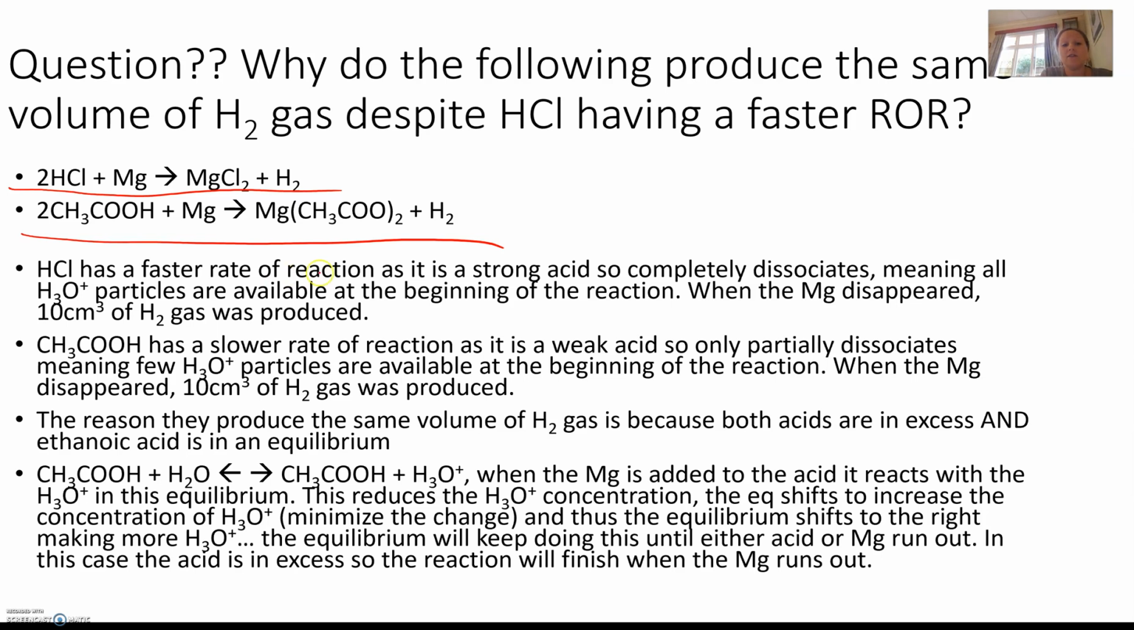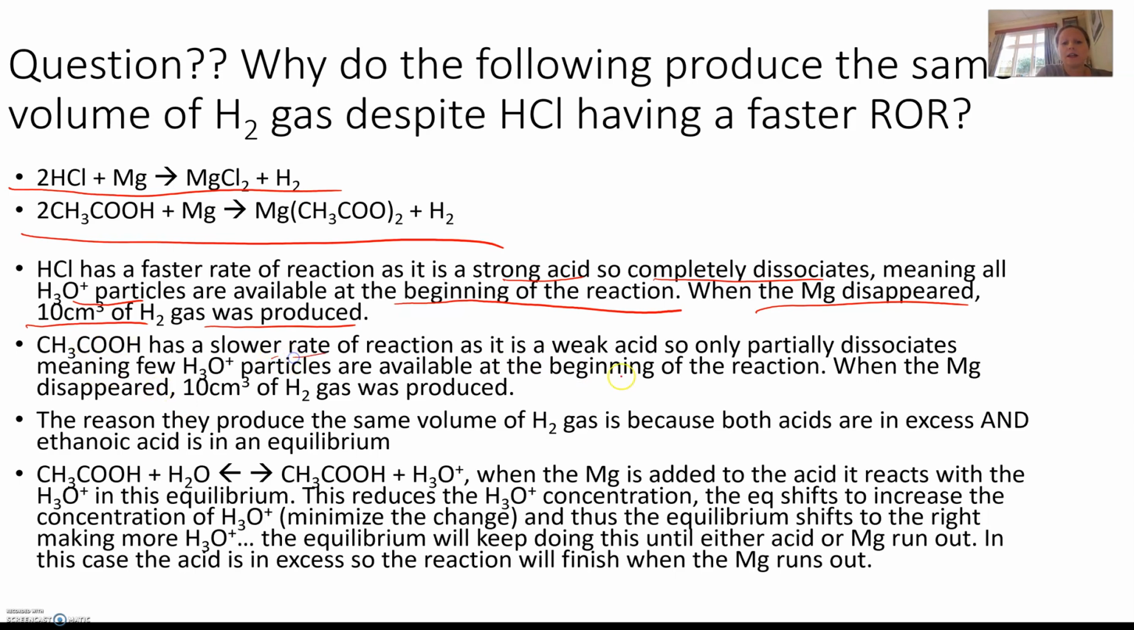So HCl has a faster rate of reaction as it is a strong acid, so completely dissociates, meaning all the H3O+ particles are available at the beginning of the reaction. Because remember, rate of reaction, we're always concerned about that beginning bit. When the magnesium's disappeared, 10 cm3 of gas was produced. I'm going to talk about this in a second.